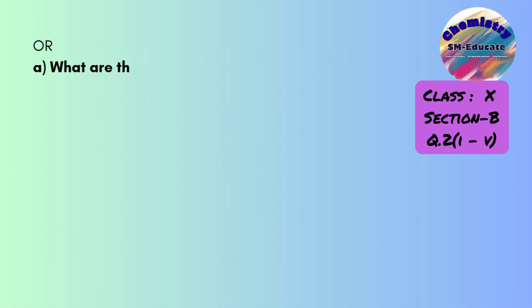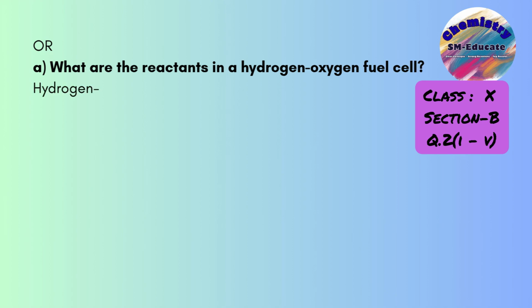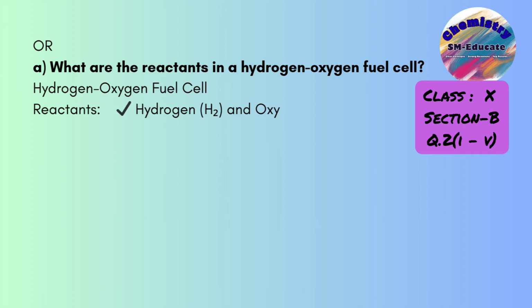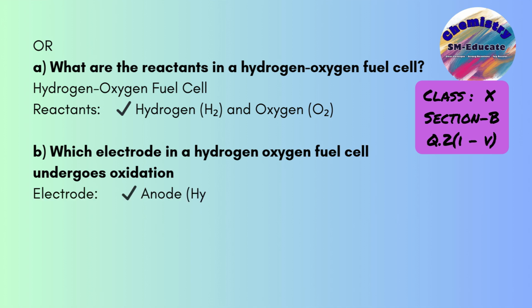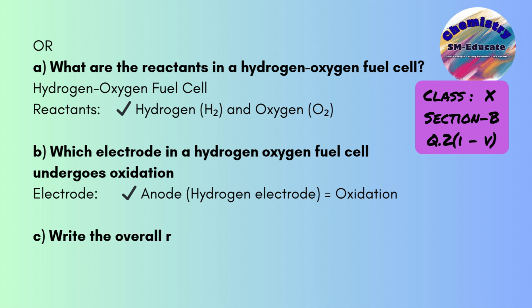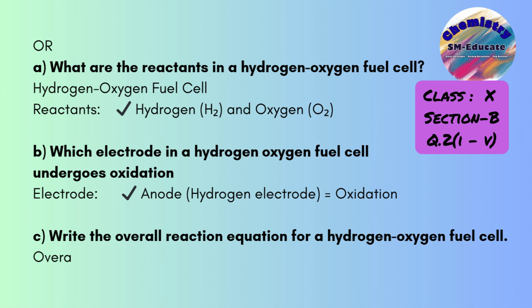A. What are the reactants in a hydrogen-oxygen fuel cell? Reactants: hydrogen, H2, and oxygen, O2. B. Which electrode in a hydrogen-oxygen fuel cell undergoes oxidation? Electrode: anode, hydrogen electrode, oxidation. C. Write the overall reaction equation for a hydrogen-oxygen fuel cell. Overall reaction: 2H2 + O2 produces 2H2O.